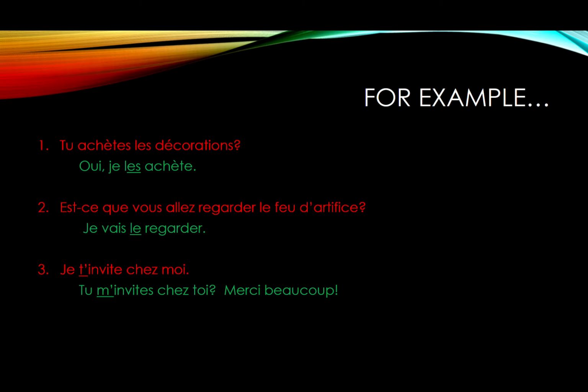And now for example 3, je t'invite chez moi. I am inviting you to my house. And I used t apostrophe, which would be te if invite was not starting with a vowel. And then, tu m'invites chez toi? Merci beaucoup. Which would be, you're inviting me to your house? Thank you. And m apostrophe would be the direct object pronoun, and that's pretty much the same apostrophe thing as with t as well.